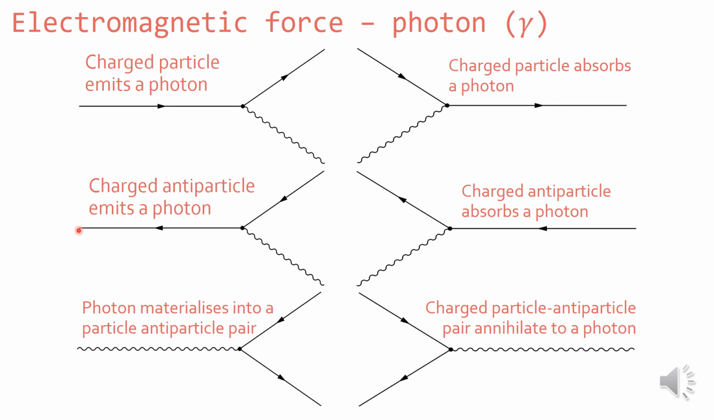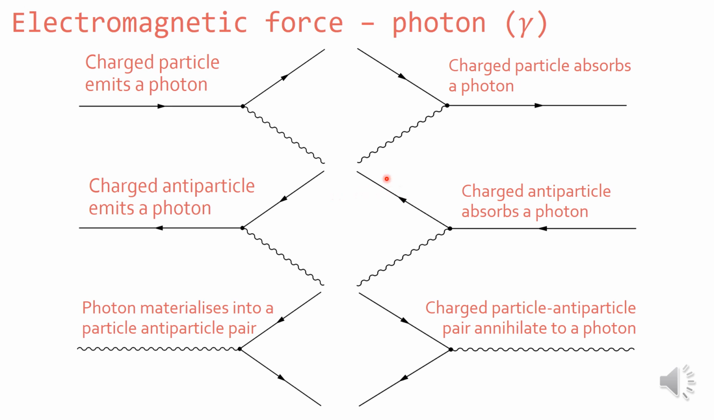Equally, a charged antiparticle can move along, emit a photon, and carry on. Remember, it's the same particle, so it has not actually changed which particle it is. So let's say we've got an electron moving along. Well, here we'd have a positron moving along. The positron emits a photon, but the positron carries on. It's not changed, unlike what we saw with the weak force.